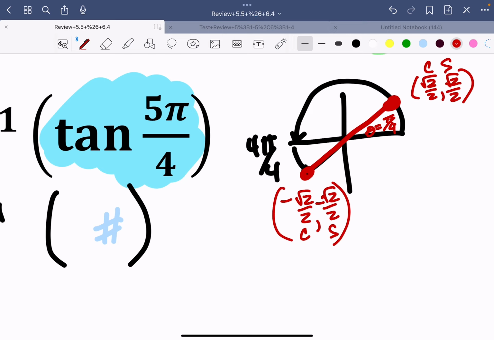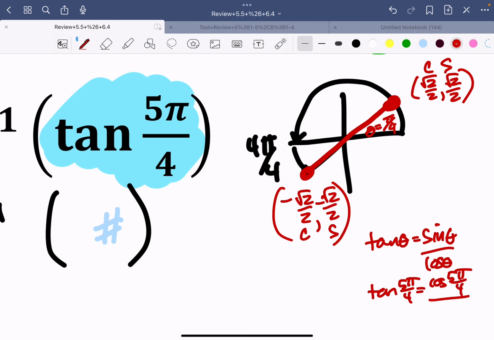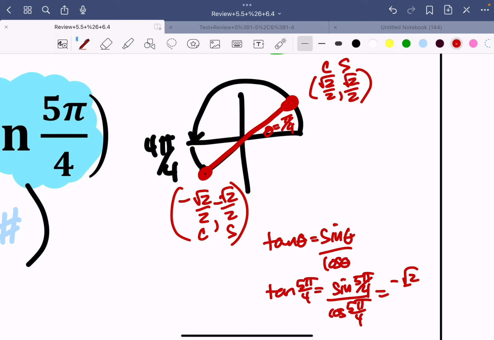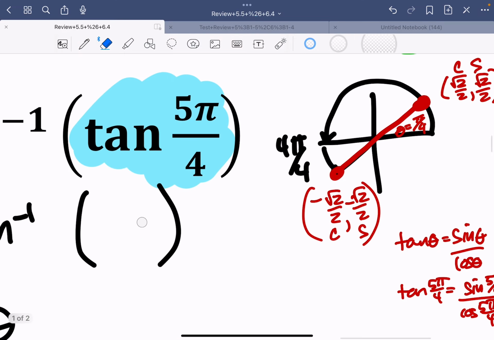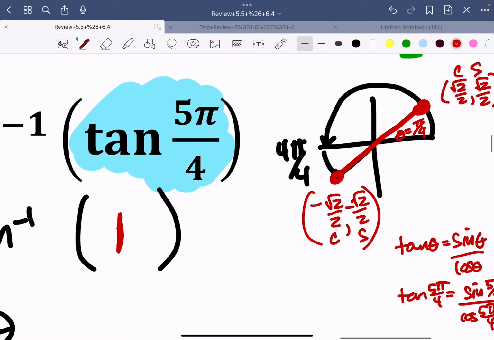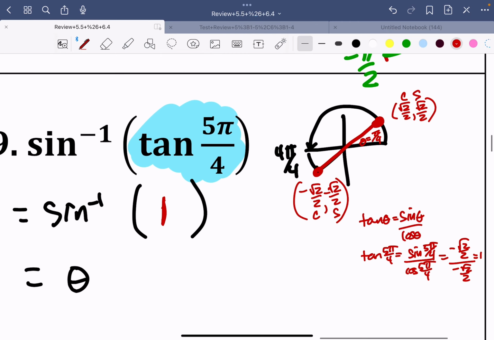They're both negative, right? So since tangent is equal to sine over cosine, that means that the tangent of 5 pi over 4 is equal to the sine of 5 pi over 4 over the cosine. So it's going to be negative square root of 2 over 2 over negative square root of 2 over 2, and you're going to get 1. And then it wants to know sine inverse of 1.